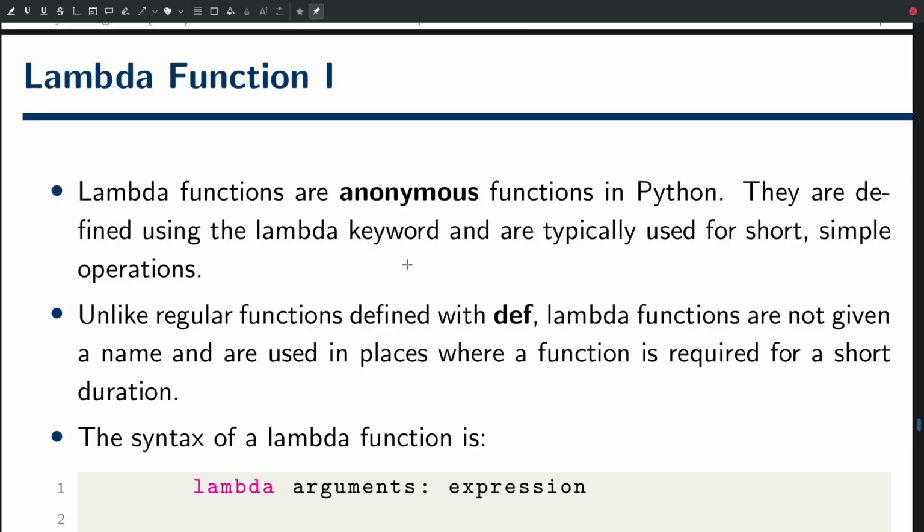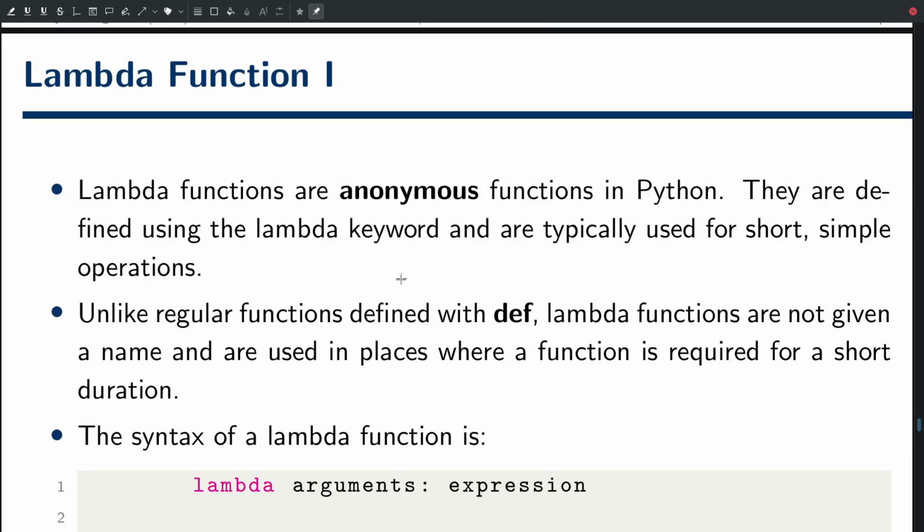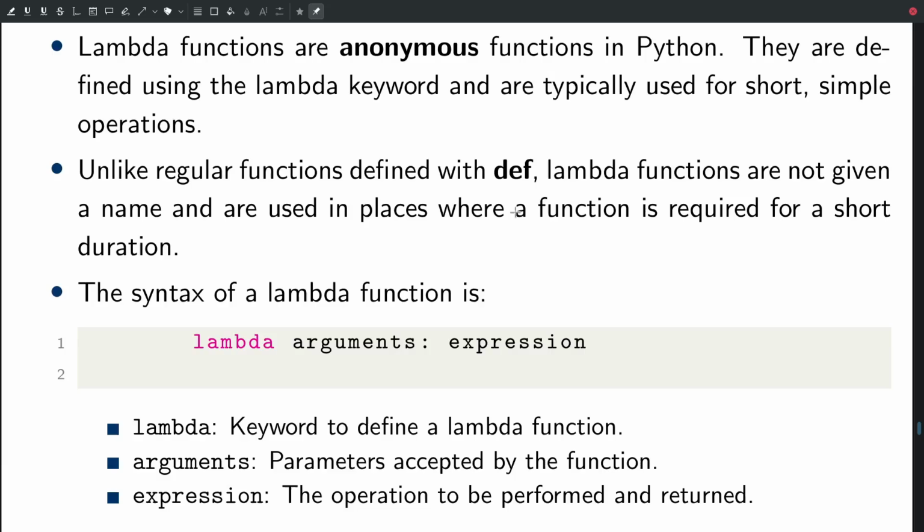Okay. Now let's come to lambda functions. Lambda functions are anonymous functions, like inbuilt, single-line functions that don't take a name. Anonymous means it doesn't take a name, unlike regular functions that are defined with def. They are used in places where a function is required for a short duration. So this is the syntax. This is the lambda keyword, these are the arguments we pass in, and this is the expression, what to execute.